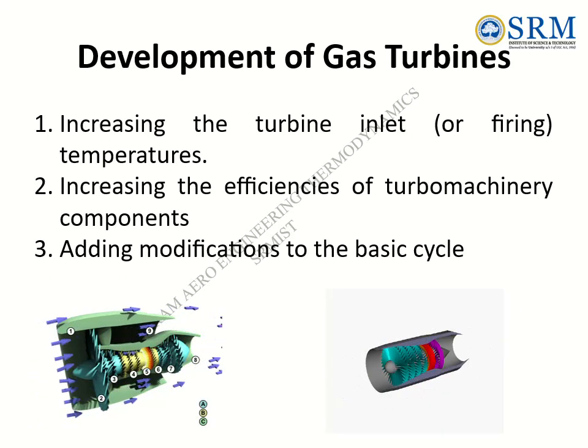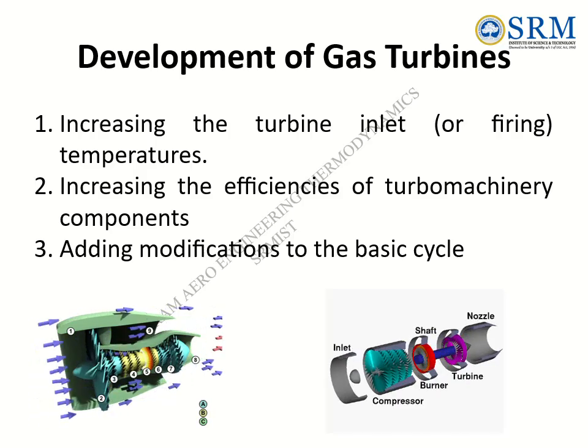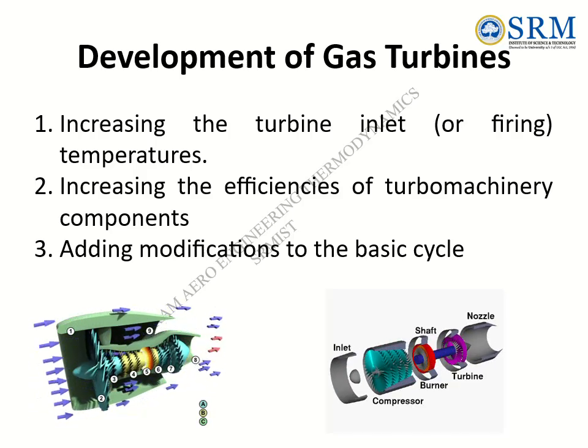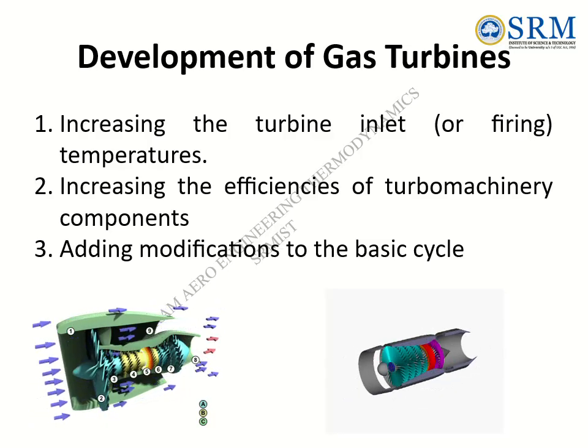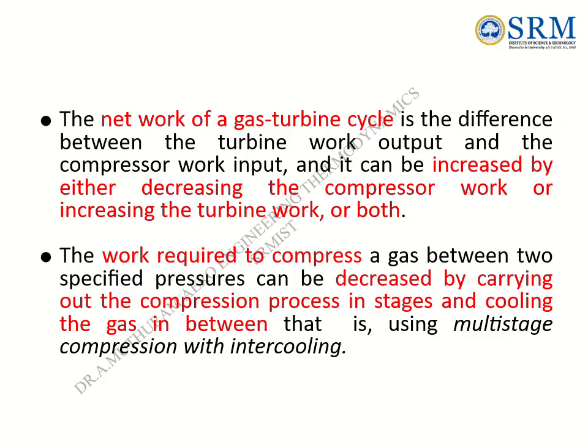Ways to improve efficiency: increasing the turbine inlet, or firing, temperatures; increasing the efficiencies of turbomachinery components; adding modifications to the basic cycle. The net work of a gas turbine cycle is the difference between the turbine work output and the compressor work input, and it can be increased by either decreasing the compressor work or increasing the turbine work, or both.